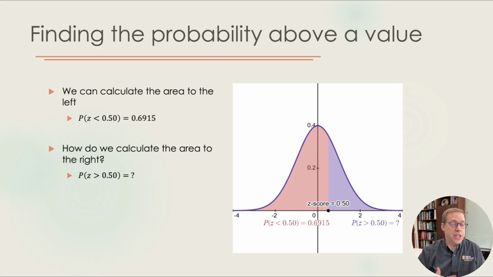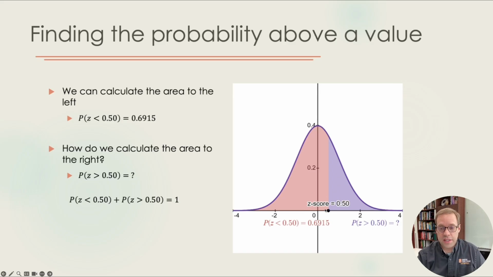So how do we use that to find the probability of z greater than 0.50? Well, essentially what I've done with my z-score is I've divided that area into two pieces. I have this area to the left and the area to the right. Together, they make up the total area of 1. So I add the two probabilities, I get 1. Well, I know the probability of z less than 0.50, so I can now solve for the probability of z greater than 0.50.